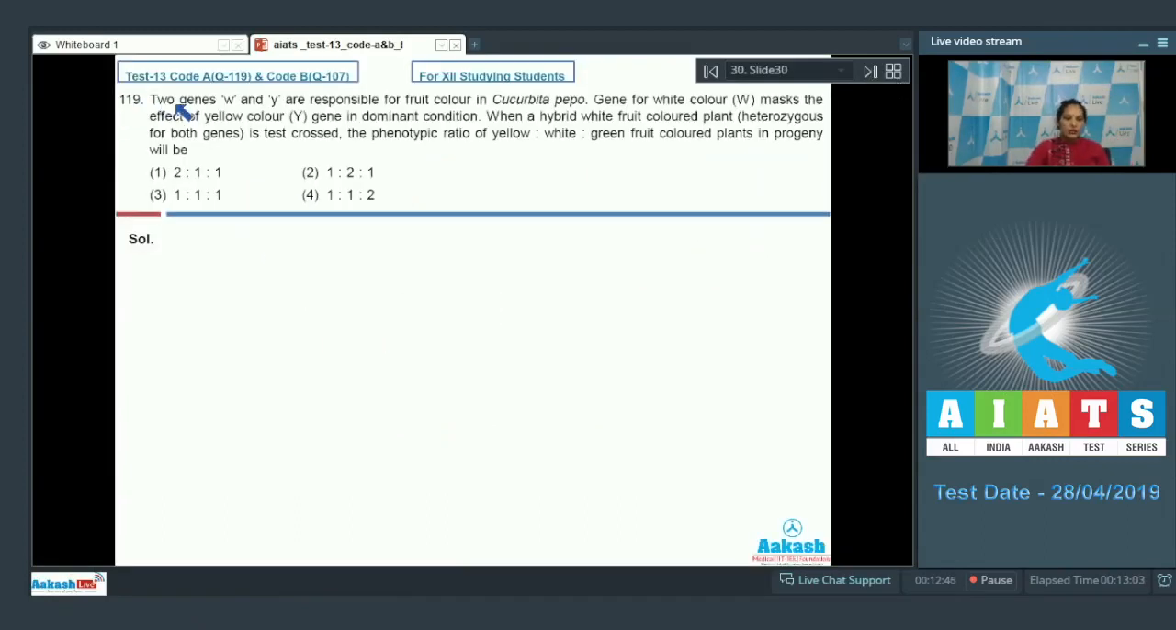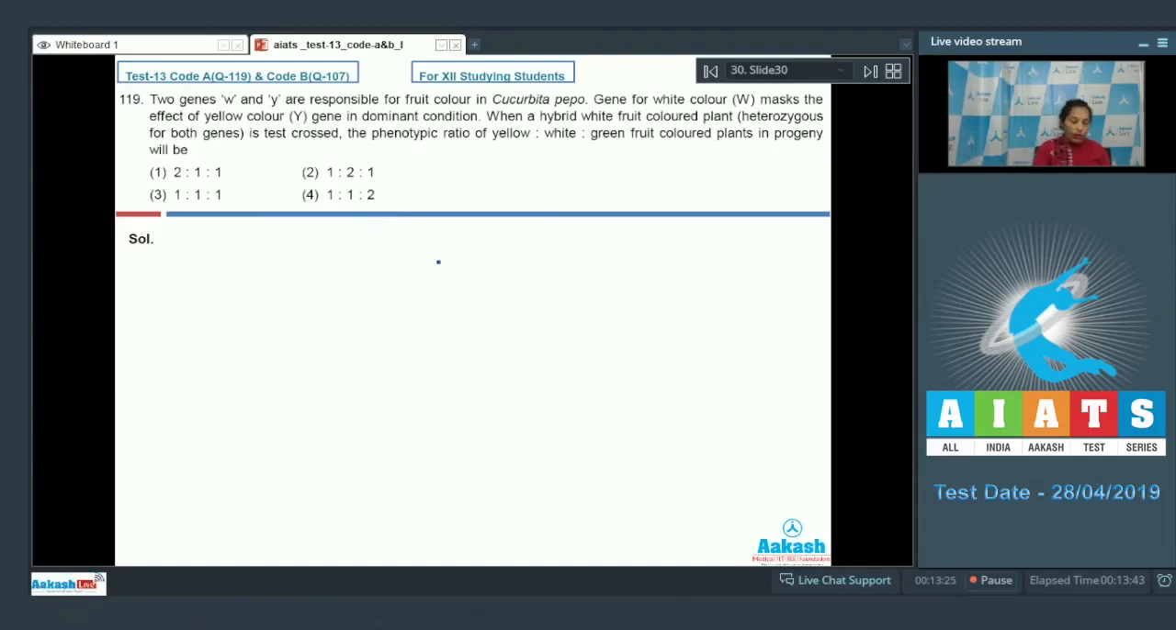Question number 119. Two genes W and Y are responsible for fruit color in Cucurbita pepo. Gene for white color W masks the effect of yellow color gene in dominant condition, means it is a dominant epistasis where one gene masks the effect of another gene. When a hybrid white fruit colored plant heterozygous for both genes is test crossed, the phenotypic ratio of yellow, white and green fruit colored plants in progeny will be first option 2:1:1, second 1:2:1, third 1:1:1, fourth 1:1:2.